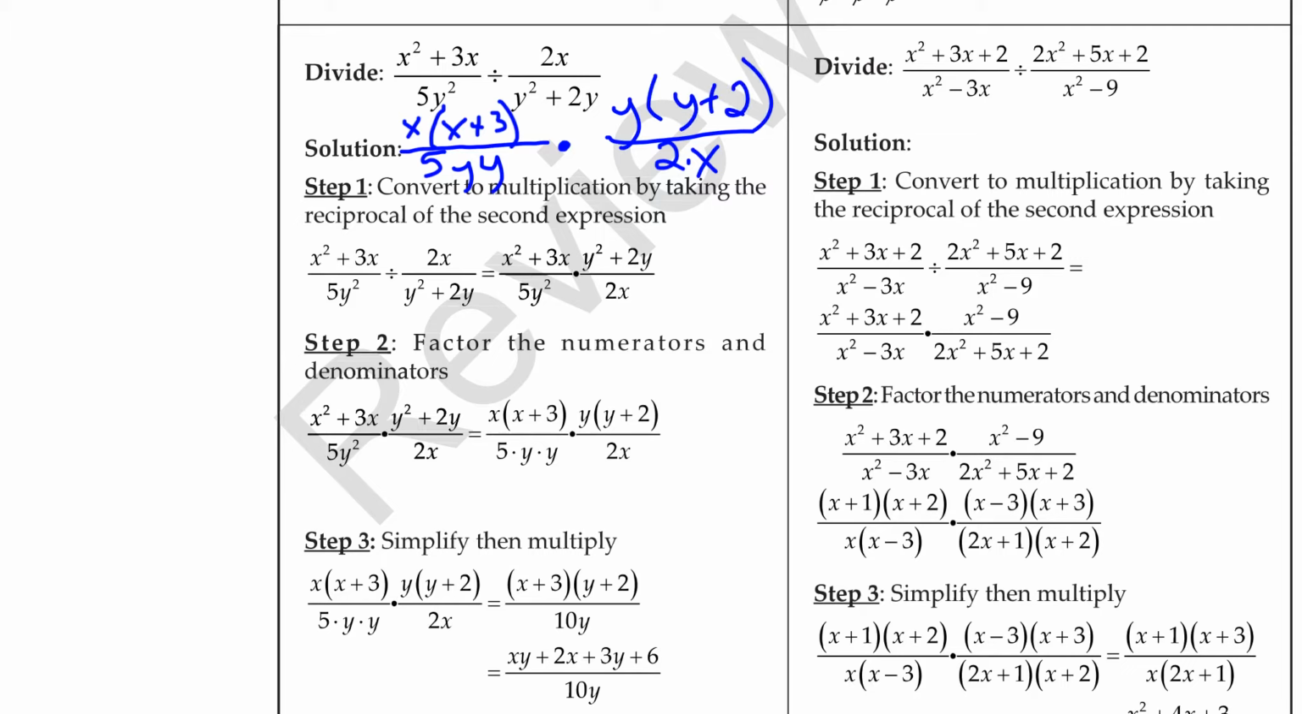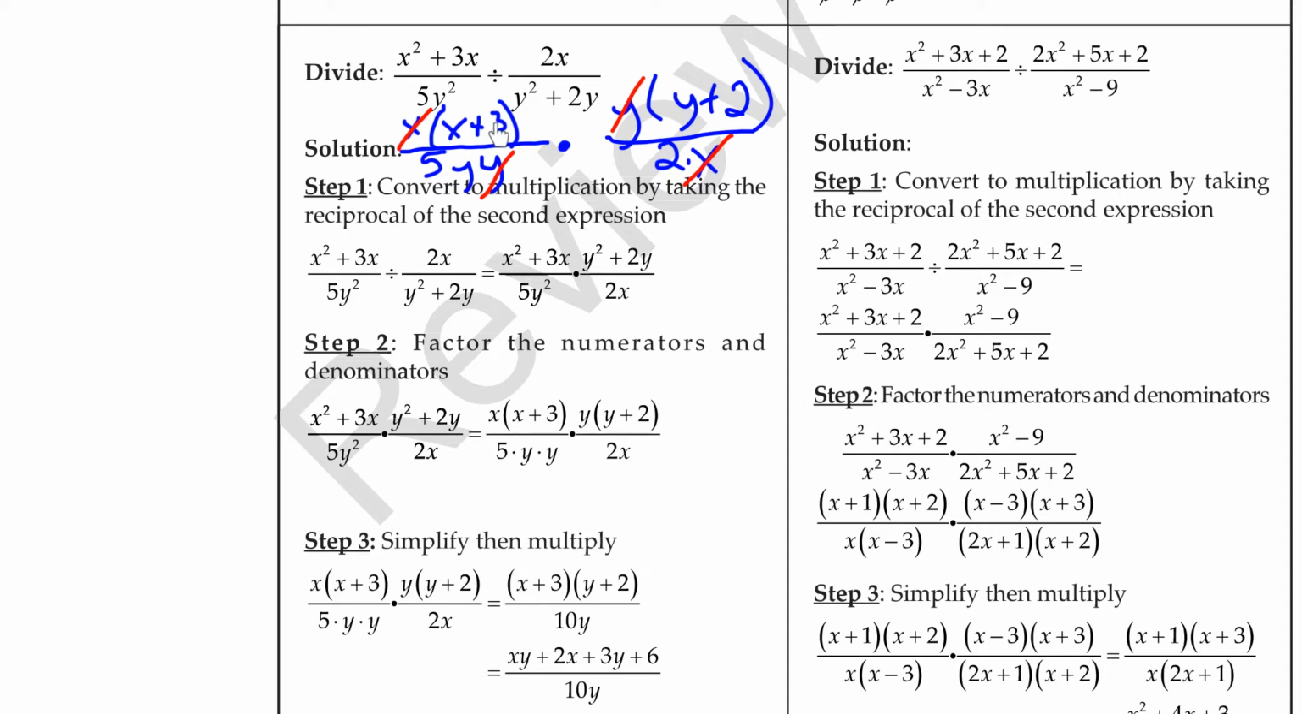And now we can look for anything that cancels. The reason you probably should tear these apart is because it looks like this x can cancel with this x, but the 2 is not. They're not stuck together. They're different factors. So we can cancel this x with this one. We can cancel one of these y's with this one. These 2's, remember, don't cancel because this one is a factor, but this one is a term because it's being added to something. So this can't cancel. You cannot cancel terms, only factors.